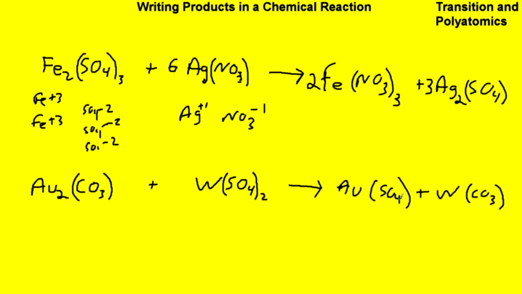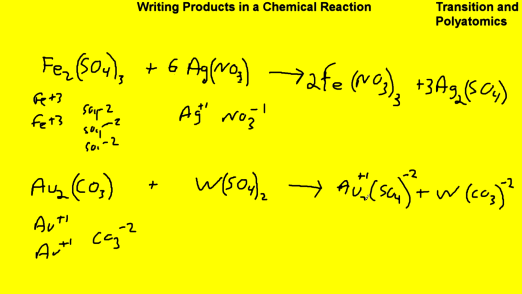Okay, we know the charge of our sulfate, -2. We know the charge of a carbonate, -2. We have to find the charges of the gold and the tungsten. So let's go over here. 2 golds, 1 carbonate. Carbonates are -2. So each of these golds are +1. So it's +1 over here.